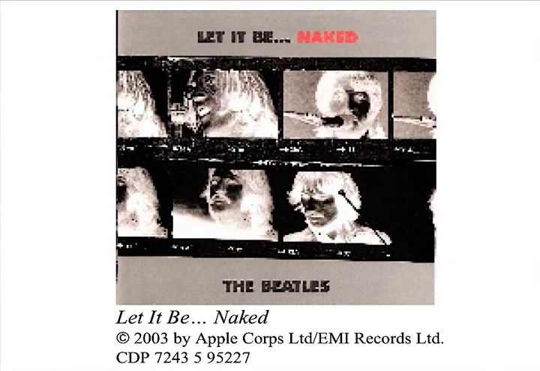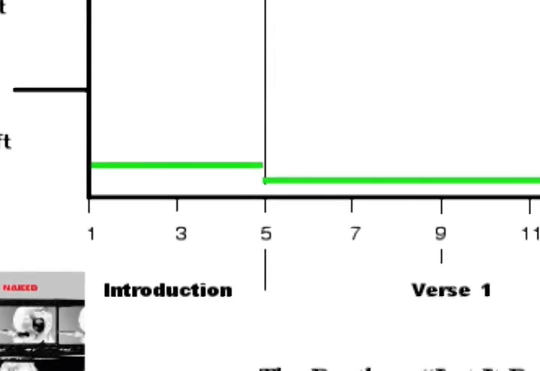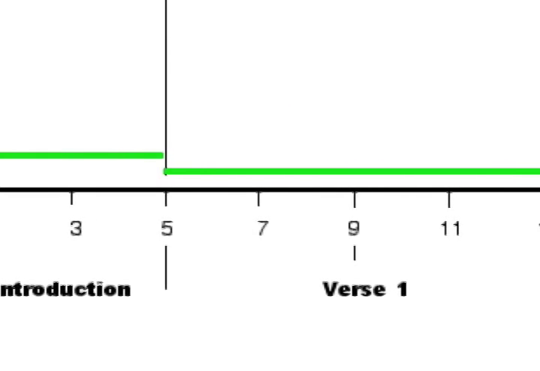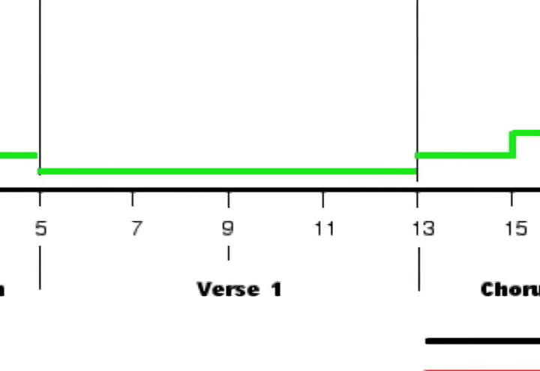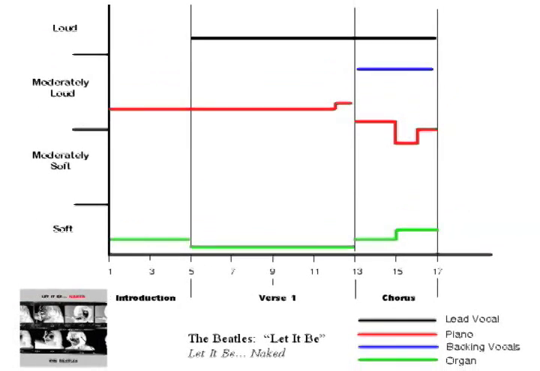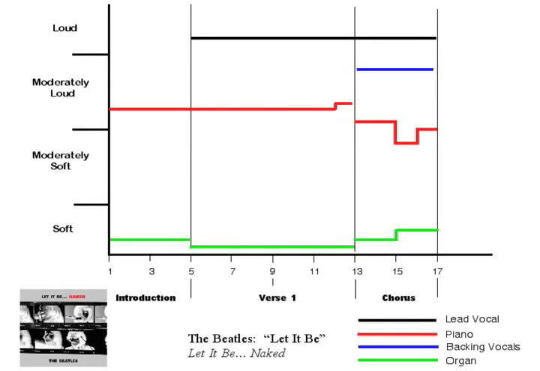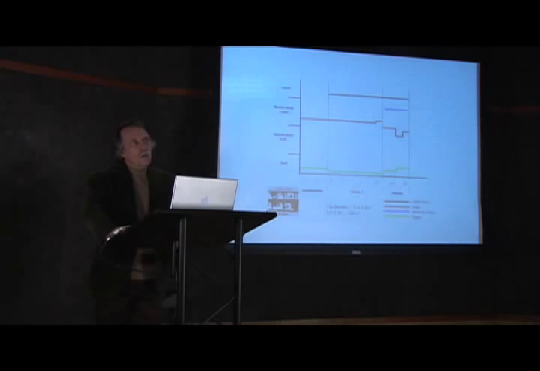This is the Let It Be Naked version. Listen to these first 16 measures, bringing your attention to the organ. Did you hear the organ and its changing loudness levels? Listen again for these. Now listen again for the changing levels of the piano.